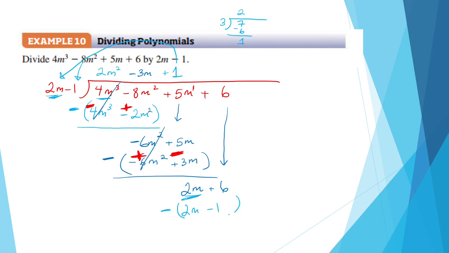Again, I'm going to have to distribute a negative. And this means that this is a negative. And this becomes a plus. So we'll add that up and we get a 5. Now this is our remainder. To add our remainder, you're going to put plus 5 and then we'll divide it by our divisor. This gives me 2m minus 1. So this is our solution, 2m squared minus 3m plus 1 plus 5 over 2m minus 1.